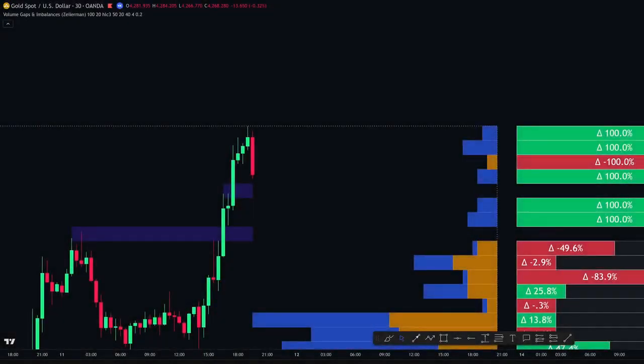So, for a buy trade, you want to firstly actually see this purple true volume gap being created over here.